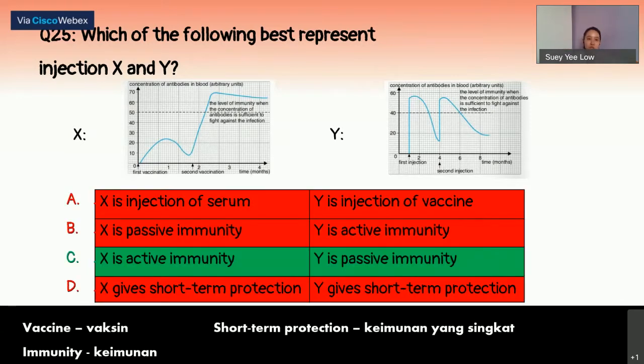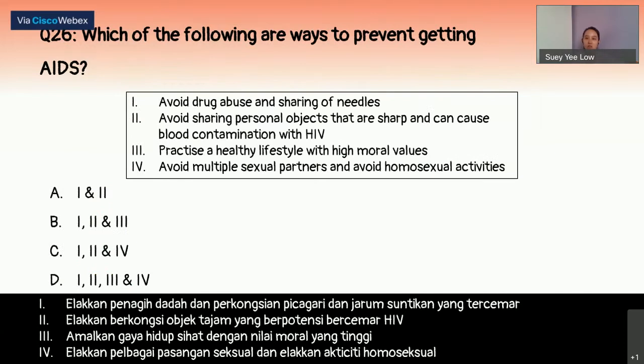Okay, next. Question 26. Which of the following are ways to prevent getting AIDS? One, avoid drug abuse and sharing of needles. Two, avoid sharing personal objects that are sharp and can cause blood contamination with HIV. Three, practice a healthy lifestyle with high moral value. And four, avoid multiple sexual partners and avoid homosexual activities. So which one will be the correct answer?